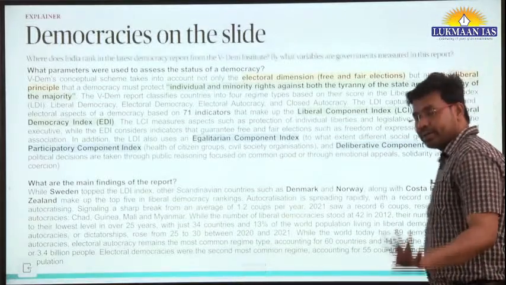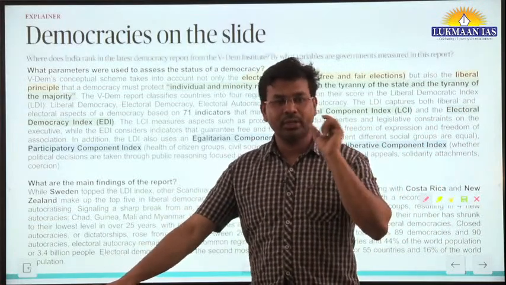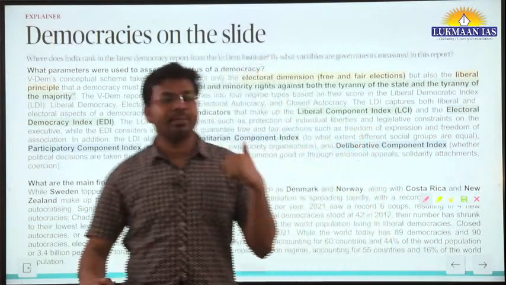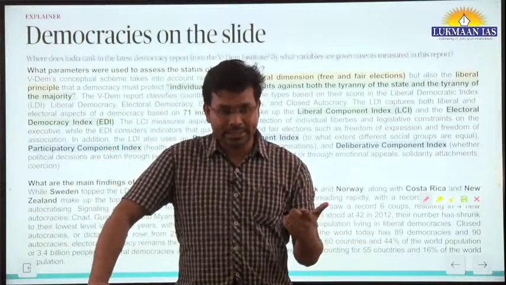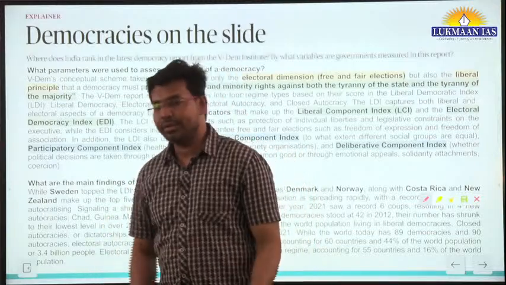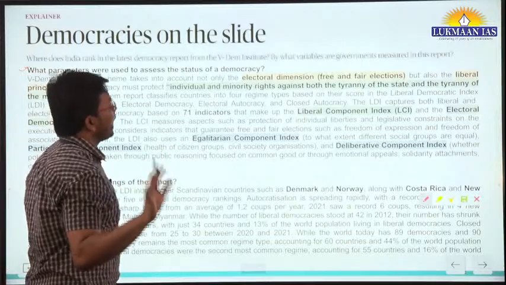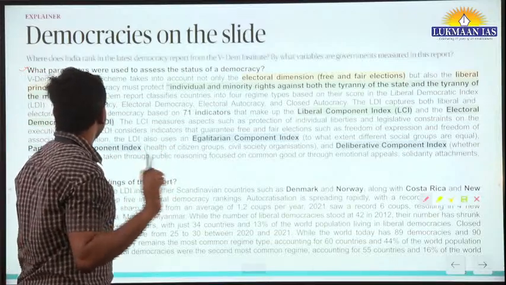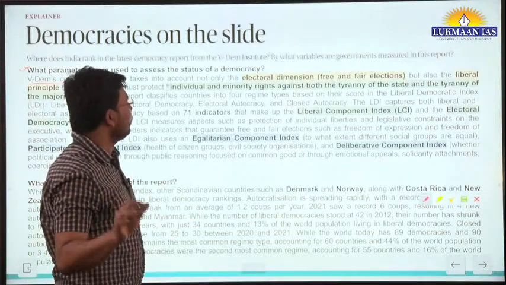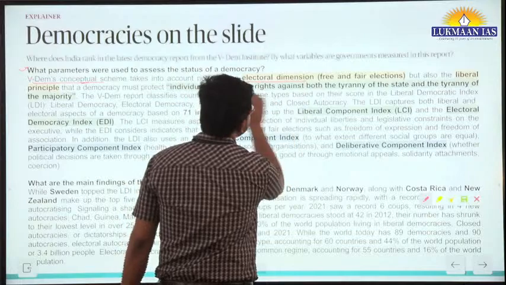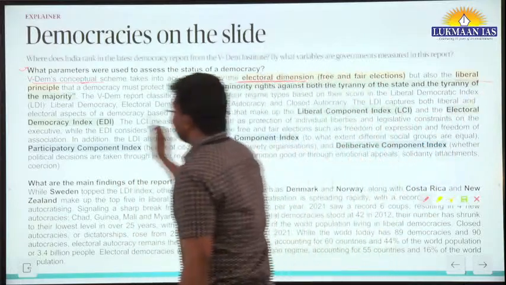Now we have understood that it classifies different countries into 4 democratic structures: liberal democracy, electoral democracy, electoral autocracy, and closed autocracy, right? And apart from this, it uses 2 parameters. This conceptual framework was designed on 2 parameters. One is known as the electoral dimension. The second parameter is known as the liberal principle.